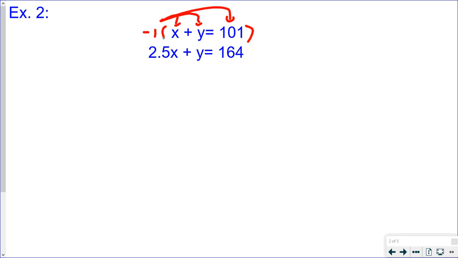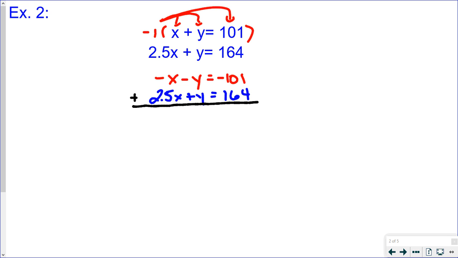So when I distribute that, I end up with, let me rewrite it down here, negative x minus y equals negative 101. And then let me bring down the other piece. 2.5x plus y equals 164. So now I'm going to add these together. So again, what I say is if you want to subtract, just multiply one of the equations by -1 and then add them together. You're less likely to make a mistake if you do it that way.